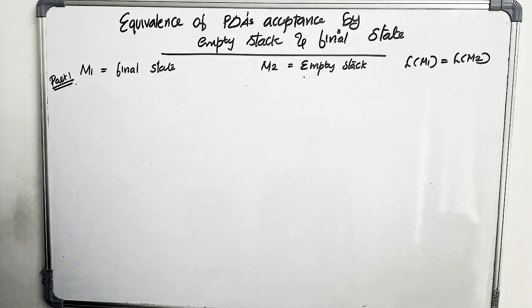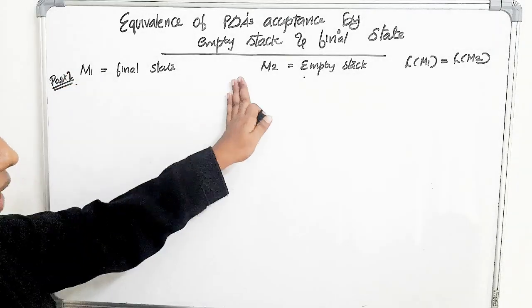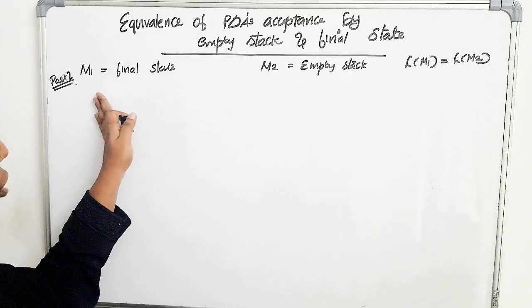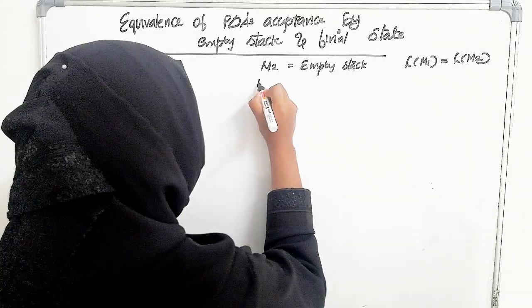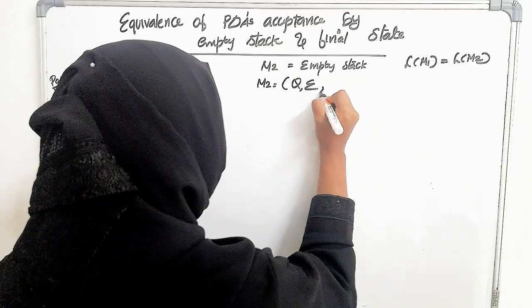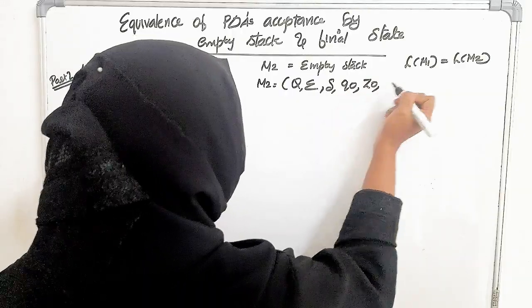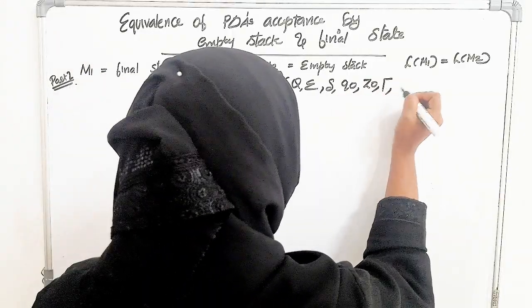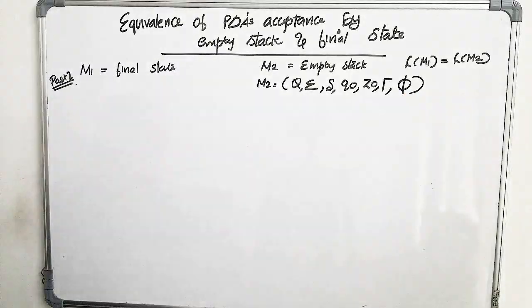Now we have to prove part 2, that is the opposite: if M2 is accepting by empty stack, M1 should also be accepting the same string by final state. So we can define the tuple for M2 as Q, sigma, delta 1, Q0, Z0, then the stack alphabet tau, and the set of accepting states is null, because for empty stack we don't have any accepting state.